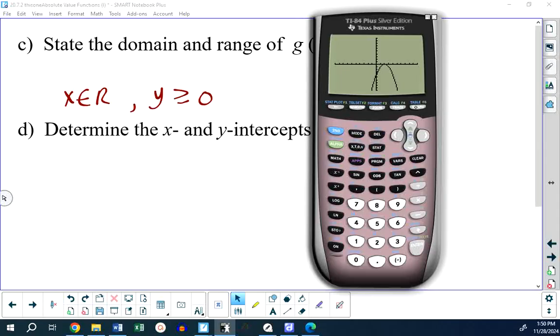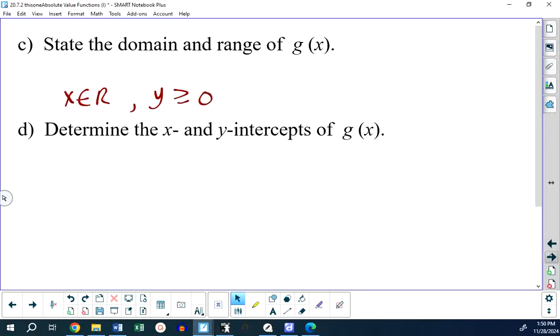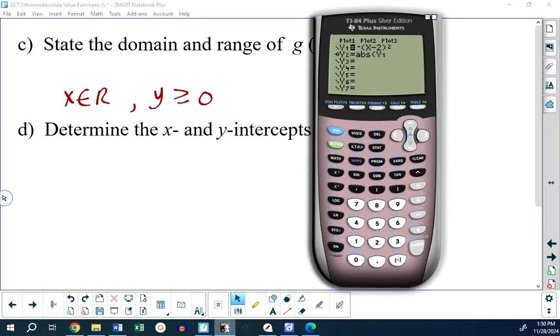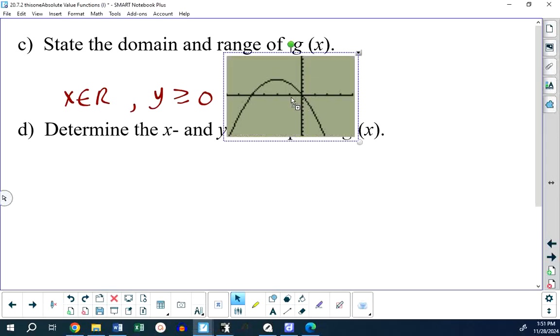Don't worry about it. What are the x and y intercepts? Well, I regret now removing this, so I've got to put it back in. It was negative bracket x plus 2 quantity squared plus 4. I believe I went from negative 6 to 4. Yeah. You can see the x-intercepts of the original function are negative 4 and 0. Those will be the x-intercepts of the absolute value.